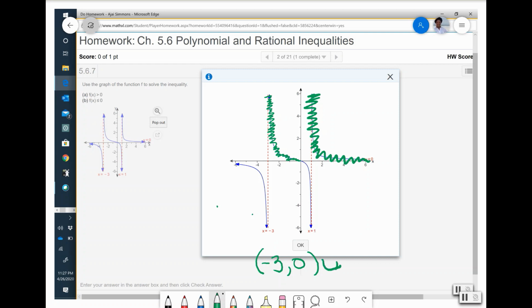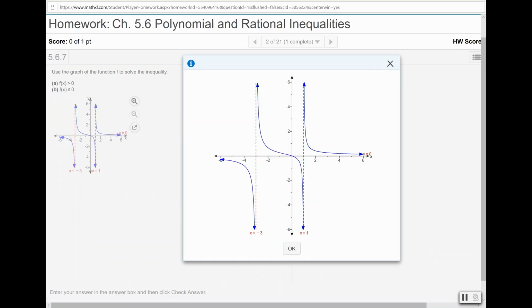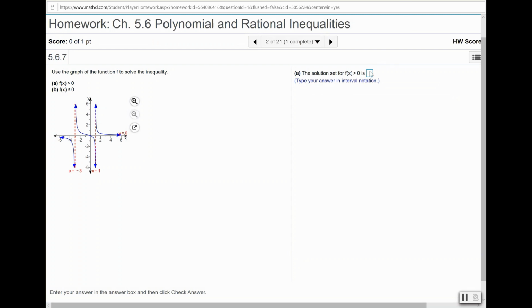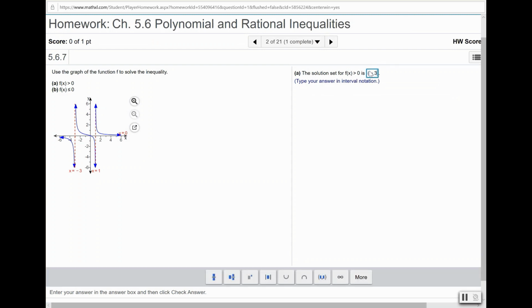And then union, it has an asymptote here at x equals 1. So 1, 2, now this one actually goes on to infinity. So this will be negative 3, 0, and then 1 to infinity. Let's see if they like this answer. Negative 3, 0, union, 1 to infinity.